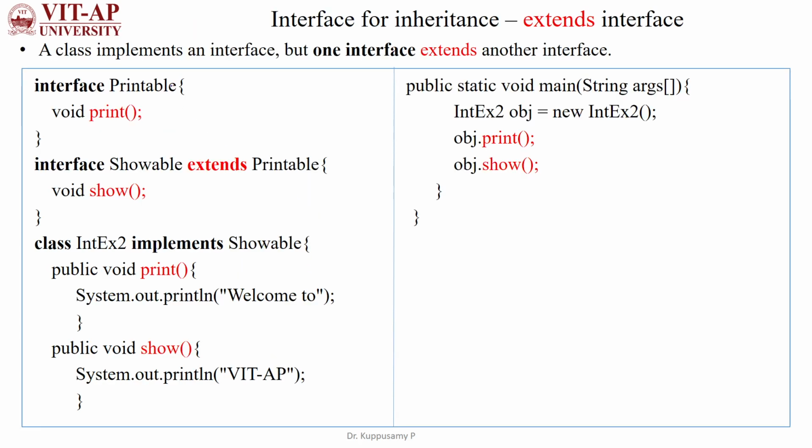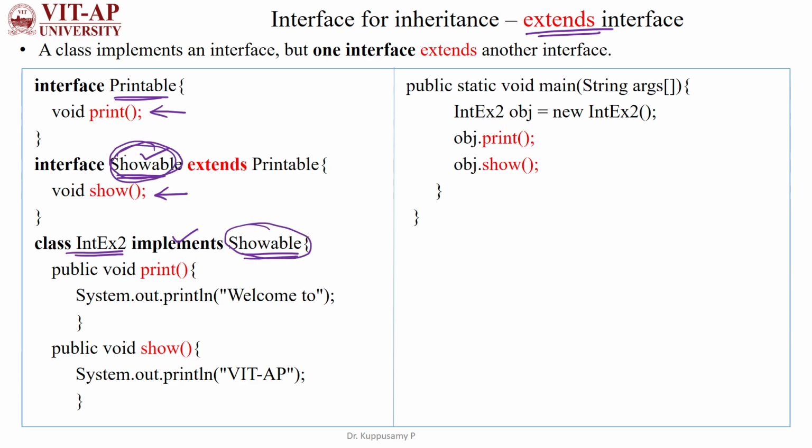Then another feature is that an interface can extend another interface. That's what we are looking at here. Interface Printable is given with the print method. Then we define another interface, Showable, which extends the interface Printable and has a different method, show. Then we define the class Intex2, which implements the Showable interface. You see here we are implementing only a single interface, that is the child interface.